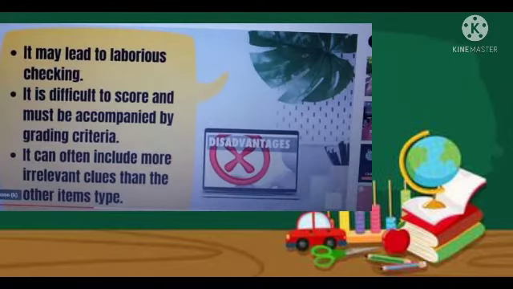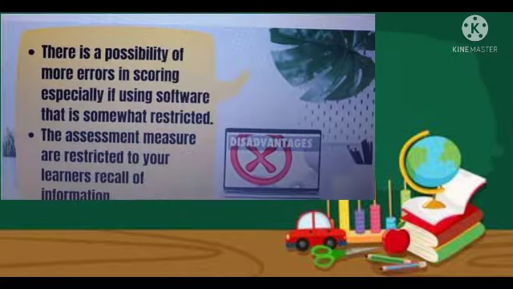And the following are the disadvantages. First, it may lead to rote memorization. Second, it is difficult to score and must be accompanied by grading criteria. It can often include more irrelevant clues than other item types. There is a possibility of more errors in scoring, especially if using software that is somewhat restricted. And the assessment measures are restricted to your learner's recall of information.